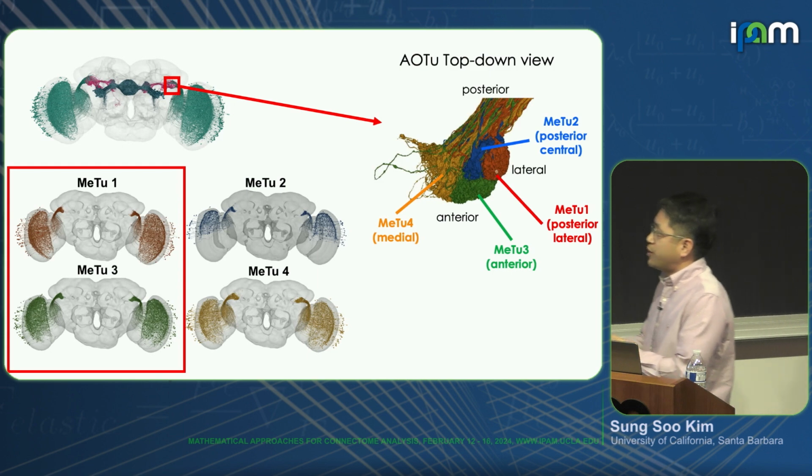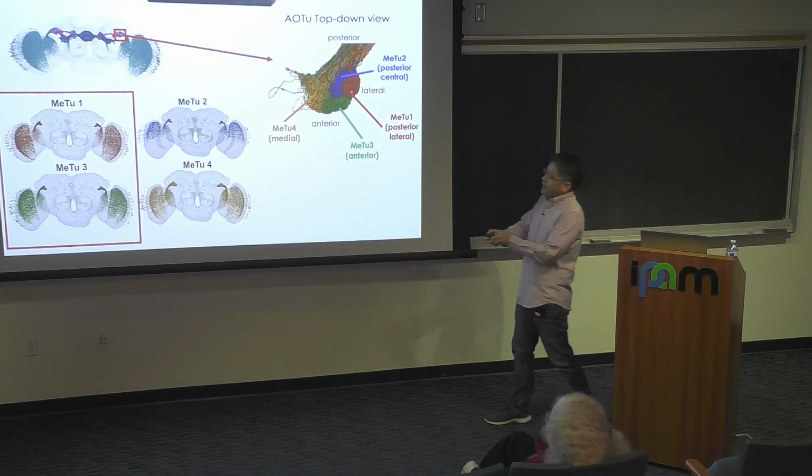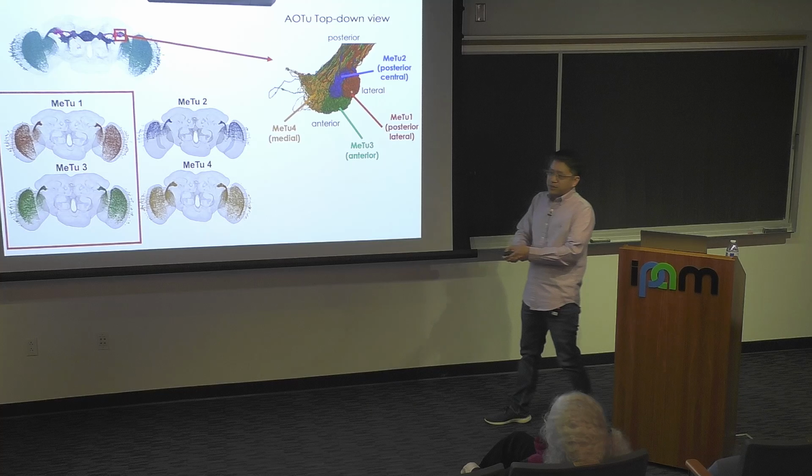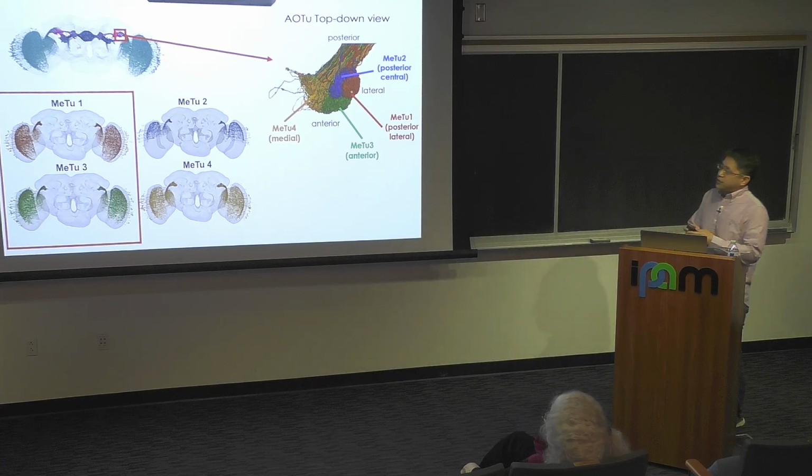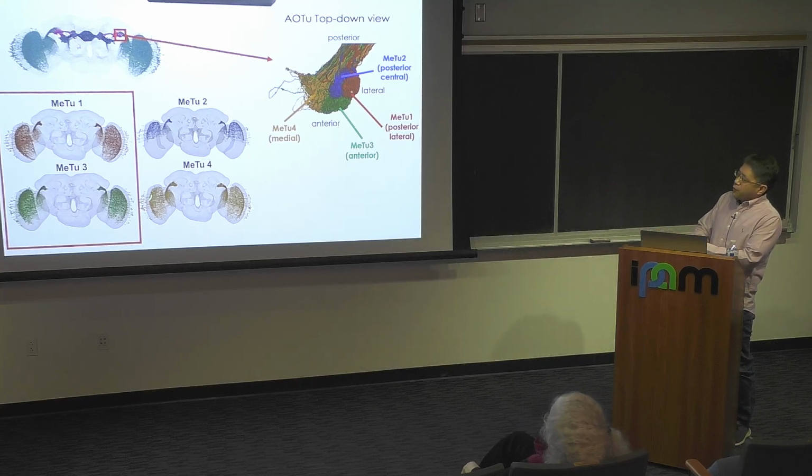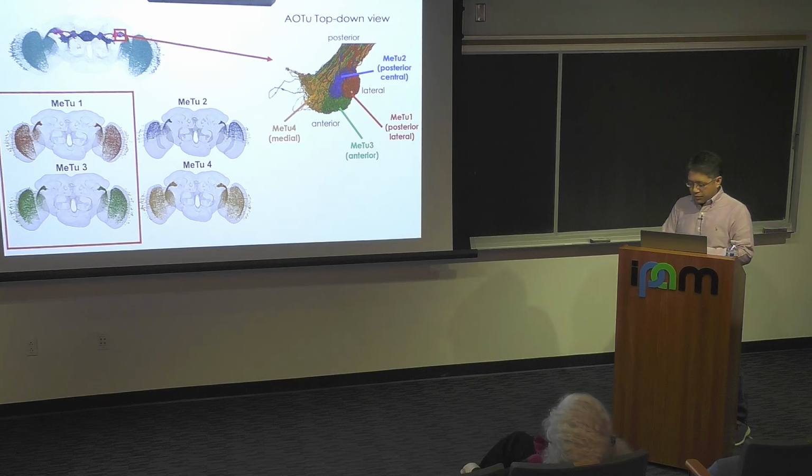I mean, we were lazy to just assign the names 1, 2, 3, 4 to these groups. We didn't have a cool name for each group. But anyway, we will focus on Me-Tu 1 and Me-Tu 3 because they show very different connectivity patterns to the downstream pathway.